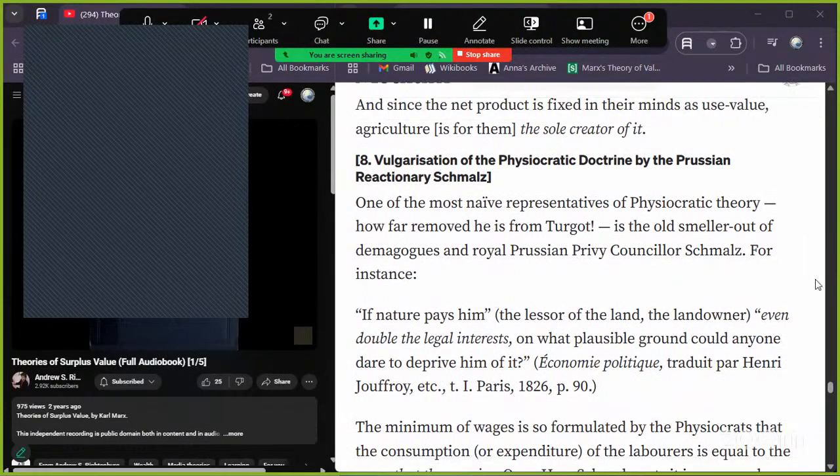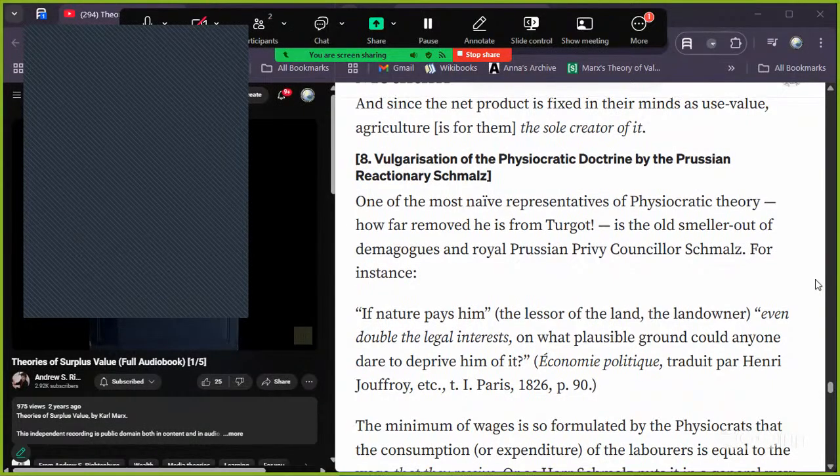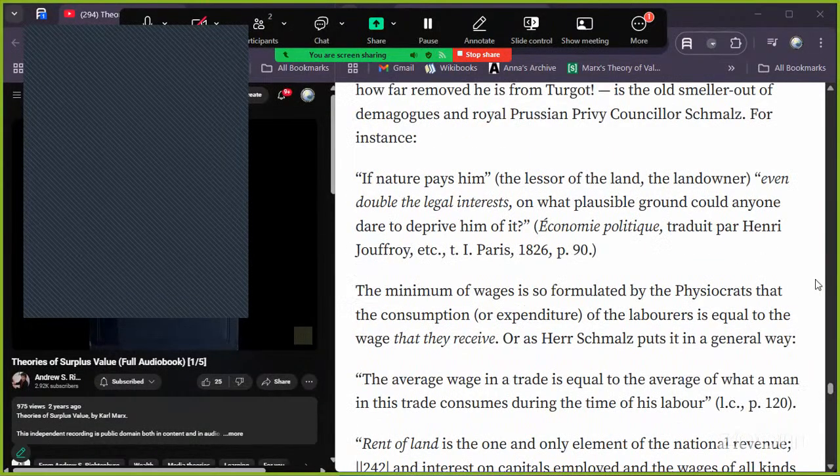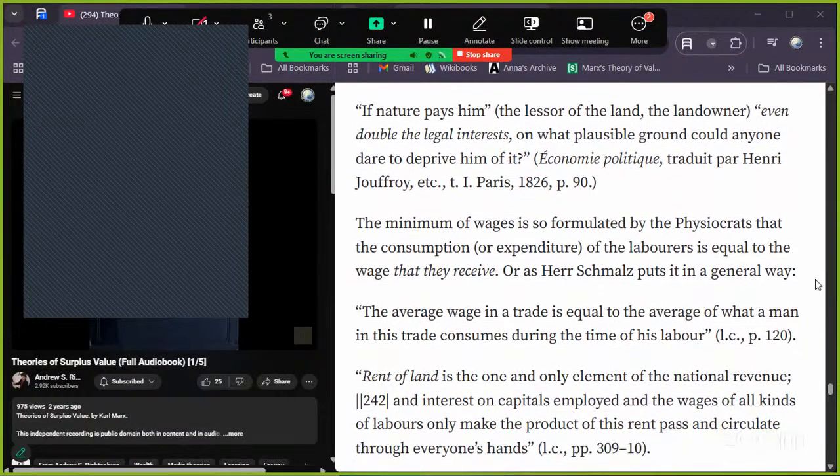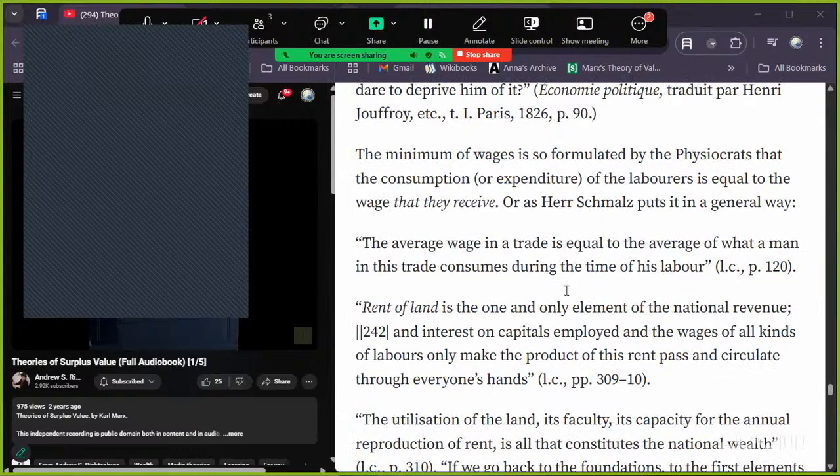The minimum of wages is so formulated by the physiocrats that the consumption or expenditure of the laborers is equal to the wage that they receive. Or, as Herr Schmalz puts it in a general way, quote, the average wage in a trade is equal to the average of what a man in this trade consumes during the time of his labor, end quote.